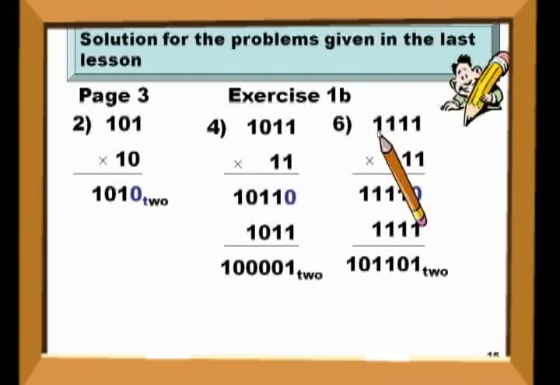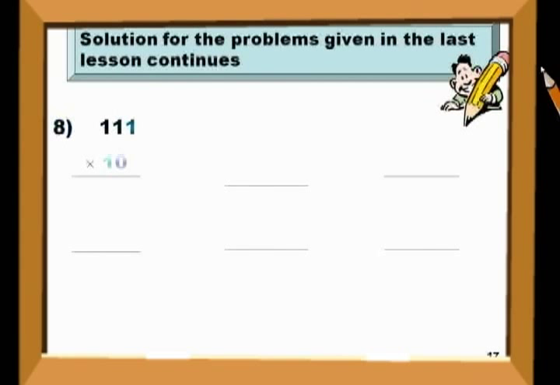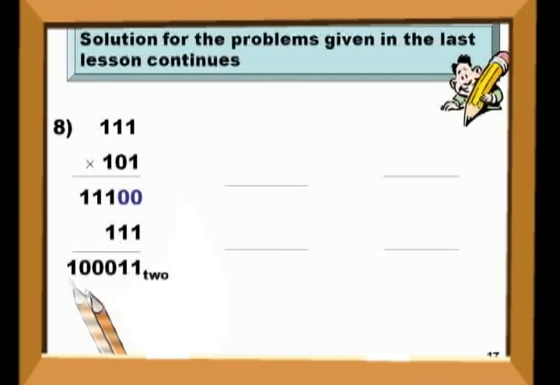Question 6. We needed the product of 1111 and 11. And the answer is 101101 base 2. And if you observe, as we have said before, in the base 2 system, we only use zeros and ones. So here we continue. Question 8. The product of 111 and 101. And we have 100011 base 2.